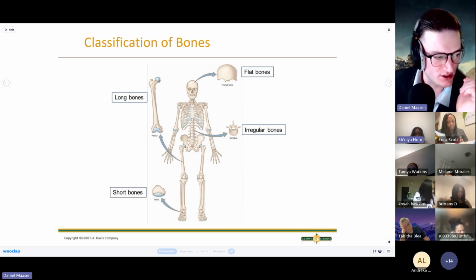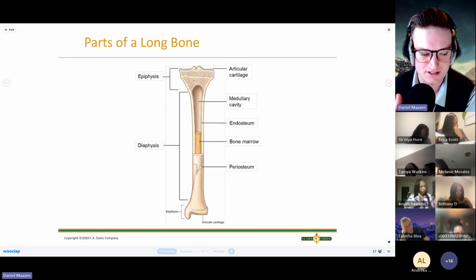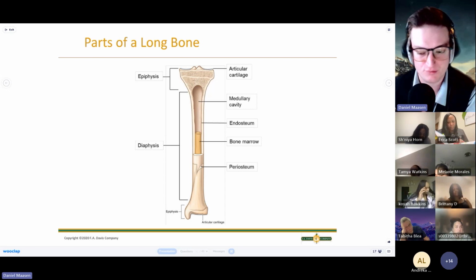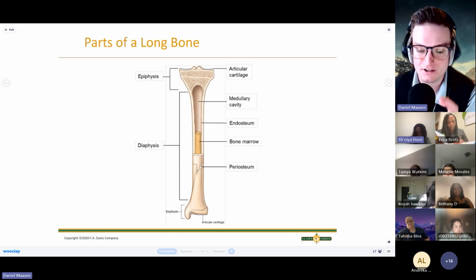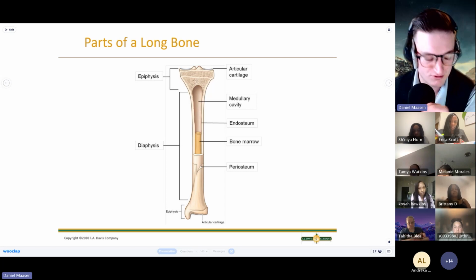Page 103 talks about parts of the long bone. So this is where it gets into the meat and potatoes of chapter 7, because chapter 7 spends a lot of time introducing a bunch of words you've probably never heard before and introducing us to the cellular level of bone, like what actually makes bone, okay? But this is where the conversation starts.